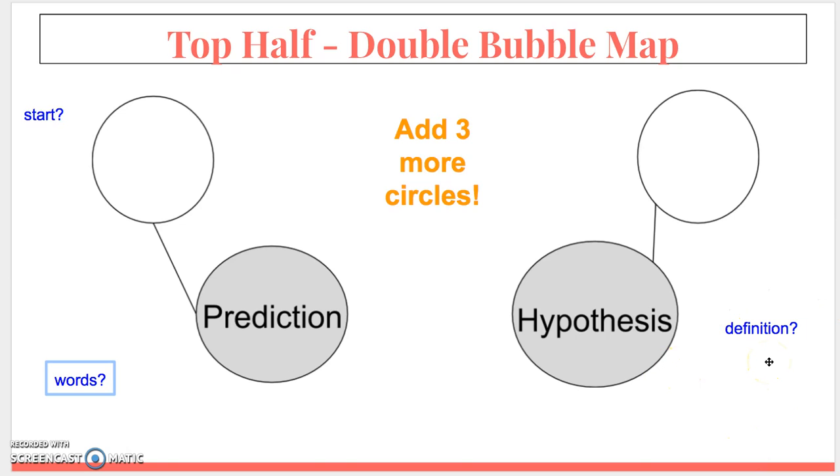You can look in your dictionary page for this information. Okay. Make another circle and look in your textbook. What does it say about hypothesis in your textbook? Right? Press pause, work on hypothesis, and press play when you're ready to go on.